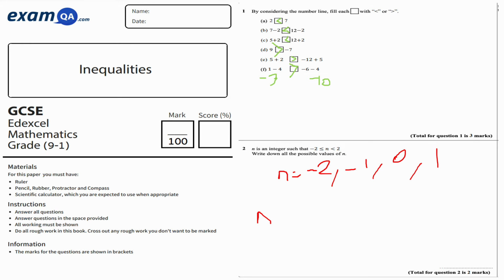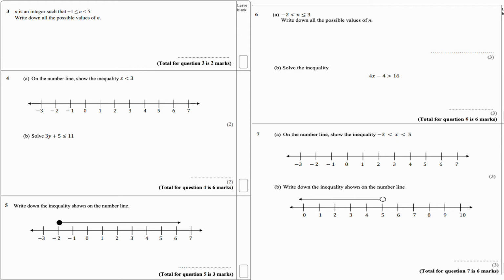So this is another way of writing what it's saying there. n is greater than minus 2 or equal to minus 2, and then n is less than 2. When it's got the little line underneath, it means greater than or equal to, or less than or equal to, so it includes that number as well. This is question number 3. n is an integer such that it satisfies minus 1 is less than or equal to n, which is less than 5. Write down all the possible values. Well, n could equal minus 1, 0, 1, 2, 3, and 4.